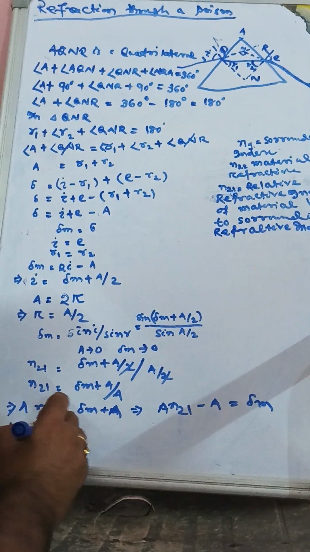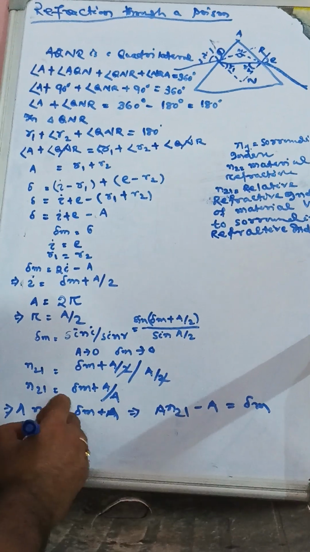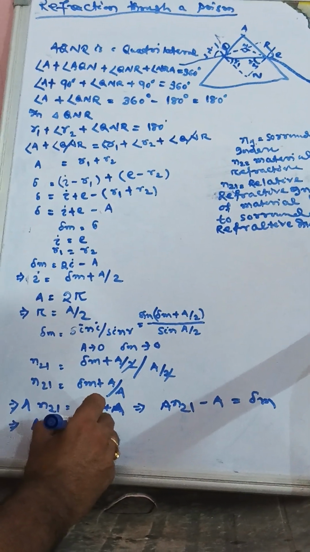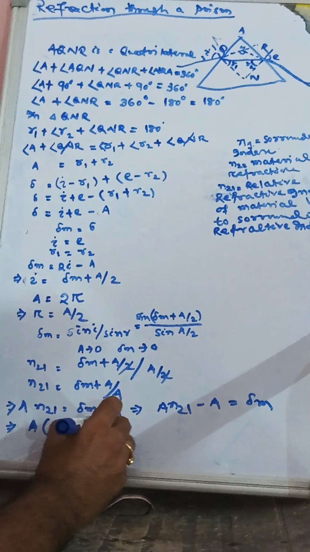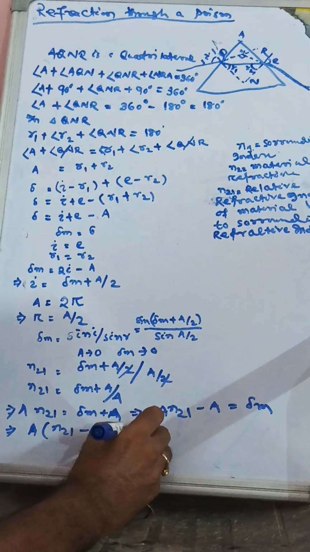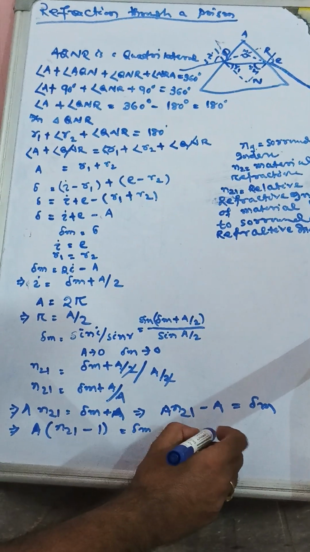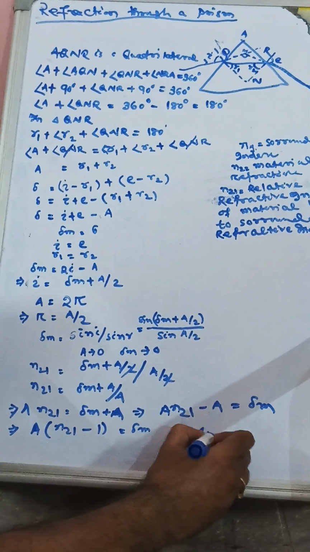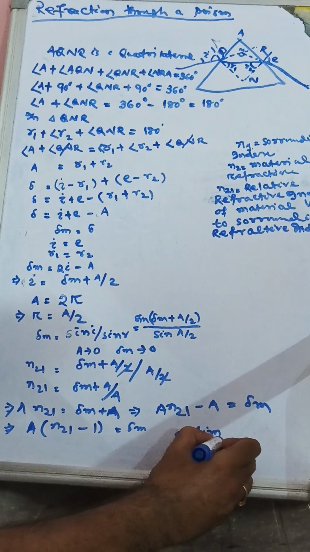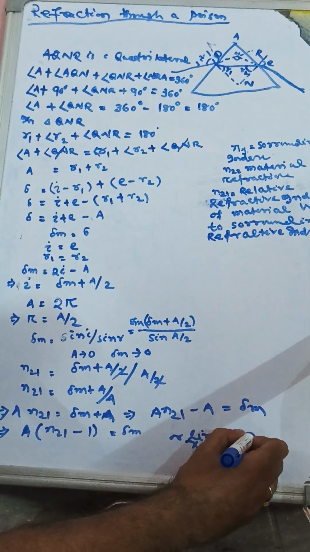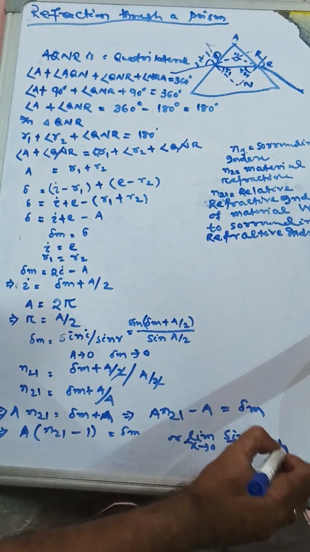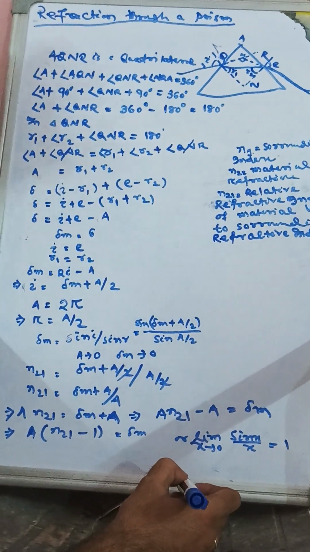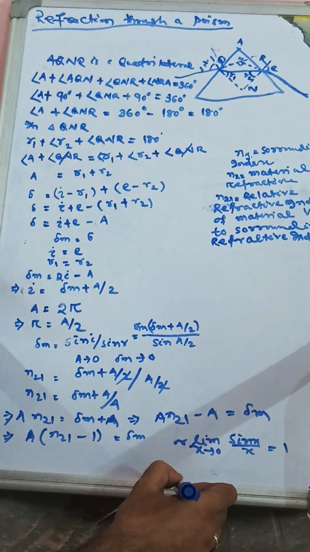This implies we take A common. A into n21 minus 1 is equal to del m. Or limit x tends to 0, sin x divided by x is equal to 1. This is all about refraction through a prism.